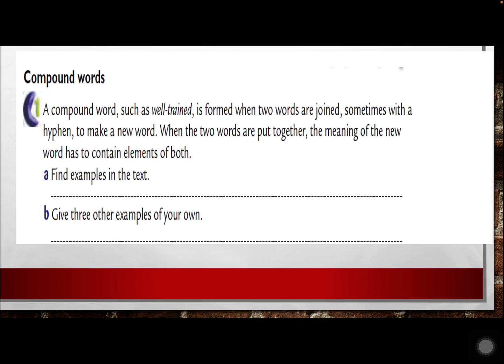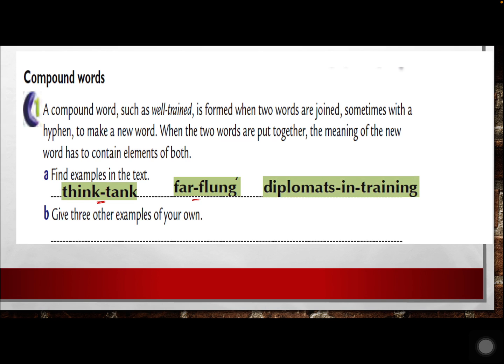So here we have examples in the text. We have many examples. So let's find some. The first one we can say is think-tank. Here we have a hyphen in the middle of think-tank, and it becomes a new word. The second word is far-flung. Again, we have the same hyphen, and also we have three words here joined together: diplomats-in-training. We have here hyphenated words of three words.